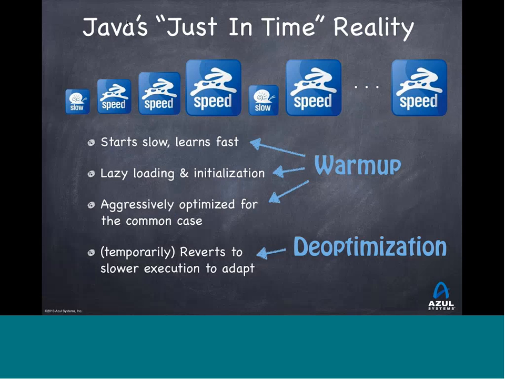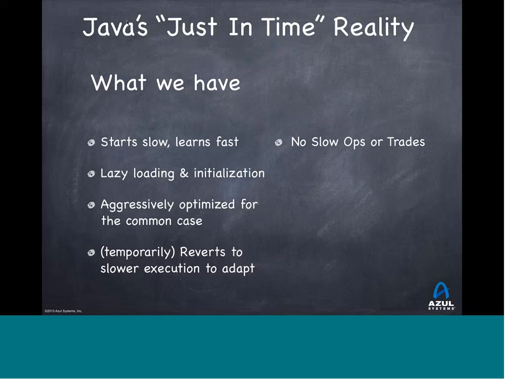So this is what we have. We have Java warming up, getting to be fast, but then when it hits the initial beginning of the market, running into some things that break the assumptions of the warm-up, it goes slow again, and then it learns reality and actually tends to stay fast for the rest of the day. What we have is this, but what we want is no slow trades.